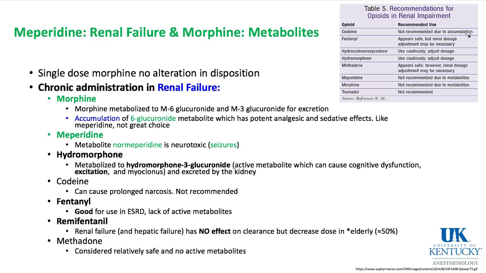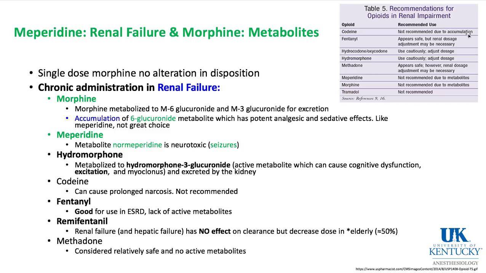The 6-glucuronide metabolite can build up, especially, and has potent analgesic and sedative effects. So repetitive doses of morphine to a patient with renal failure, the 6-glucuronide can get us into problems with a buildup of this metabolite that can cause sedation. And like meperidine, morphine's not a great chronic administration choice in a patient with renal failure.